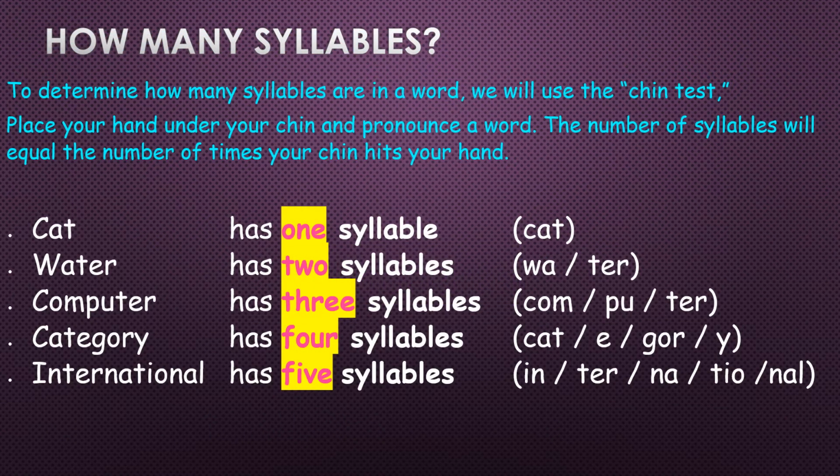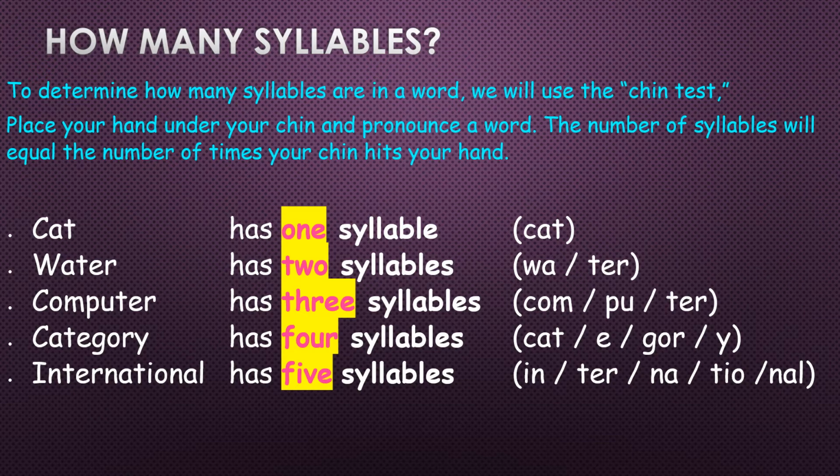To determine how many syllables are in a word, we will use the chin test. I want you to place your hand under your chin and pronounce the word. The number of syllables will equal the number of times your chin hits your hand. So your hand is slightly below your chin, and then I want you to say this word. Let's start. Cat. You can see that your chin drops, isn't it? It drops how many times? Once, just once.